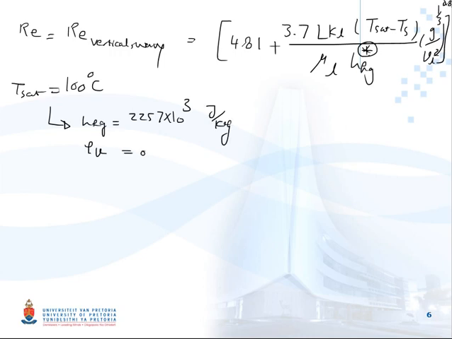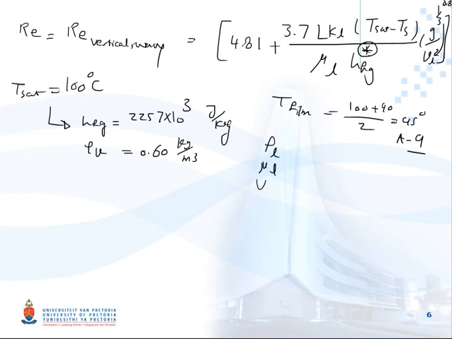rho v is equal to 0.60 kilogram per meter cubed. But for T film, which is 100 plus 90 divided by 2, is 95. Table A9. So we read rho L, mu L, nu L, which is mu L divided by rho L, CPL, and KL. Okay, so we read these numbers at the temperature that we said. If we don't have it, we interpolate.